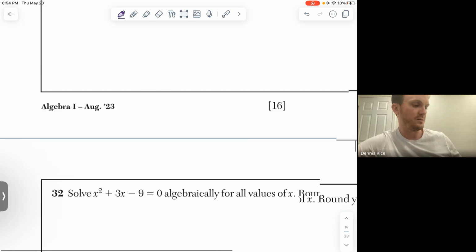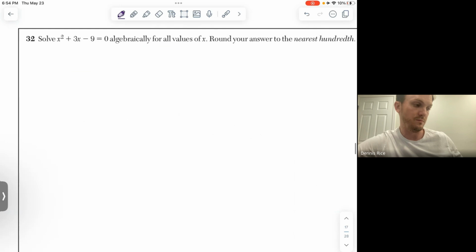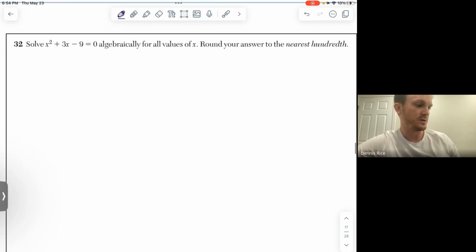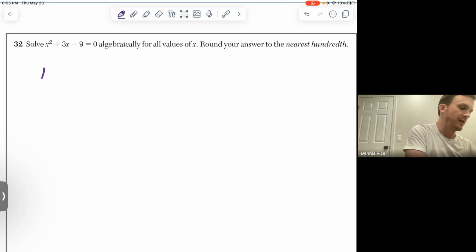All right, 32, the last part 2. This question was on one of your tests. Solve algebraically for all values of x. So now they're saying nearest hundredth. So am I even going to try to factor this? No. I know it's going to be ugly. Am I going to do CTS here? Probably not. I don't want to deal with 3 being cut in half. So how would I do this? Quad formula. It does say algebraically, so I can't just calculator hack this.